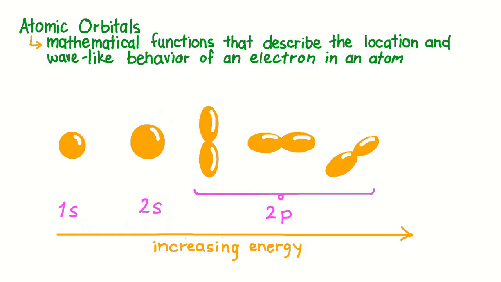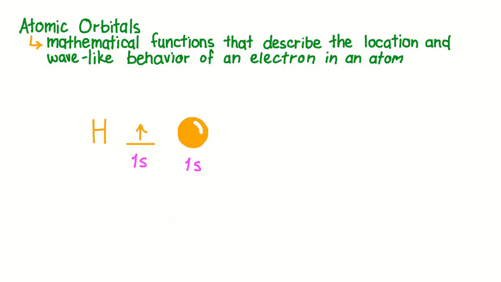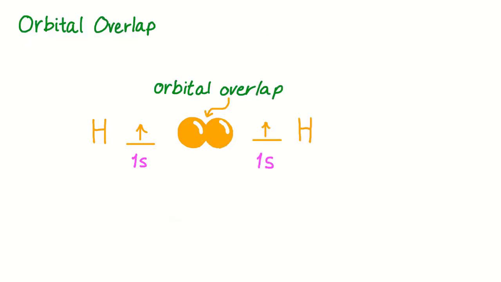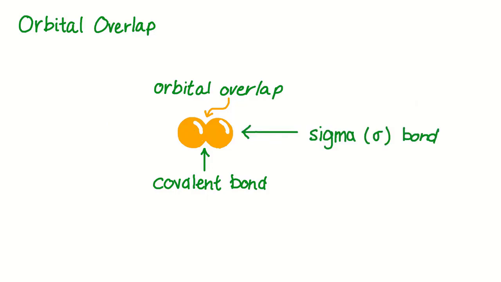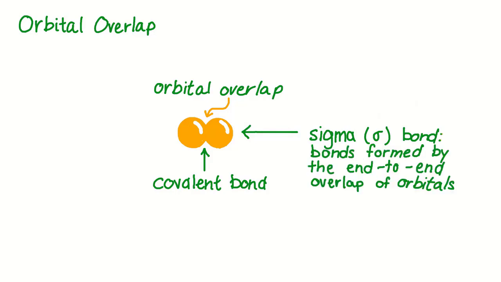In an atom, electrons fill the orbitals in order of increasing energy. So the single electron in the hydrogen atom will occupy a 1s orbital. If this 1s orbital overlaps the 1s orbital of another hydrogen atom, a covalent bond is formed. Each atom participating in the bond contributes one electron to the bond. Specifically, this bond is called a sigma bond, often noted by the Greek lowercase letter sigma. Sigma bonds are formed when orbitals overlap end to end.